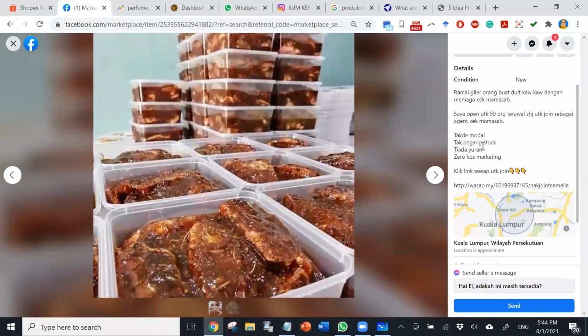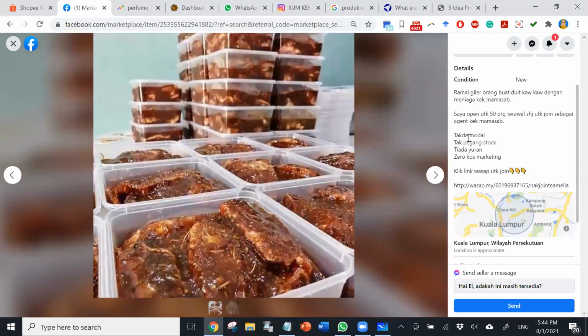If you do not understand, maybe they are writing in Malay, you can just send them a message and say that you don't understand Malay. Can you talk in English? I want to be an agent. I want to do dropship within IUM. You can ask them through message, or maybe you can ask your local friends to translate for you.